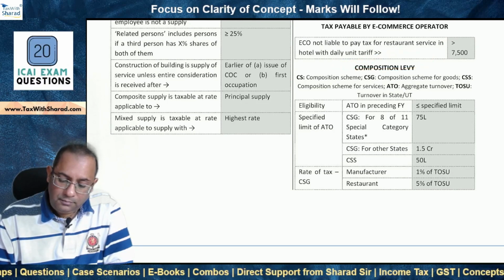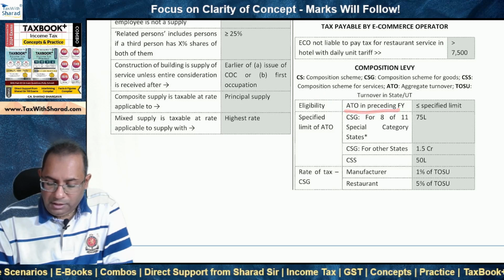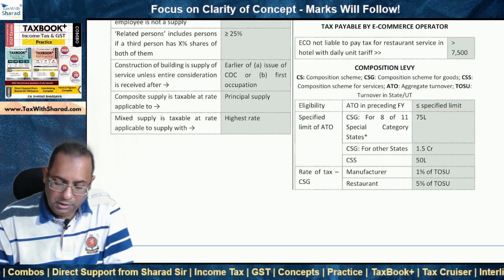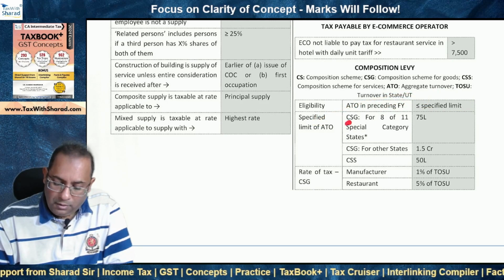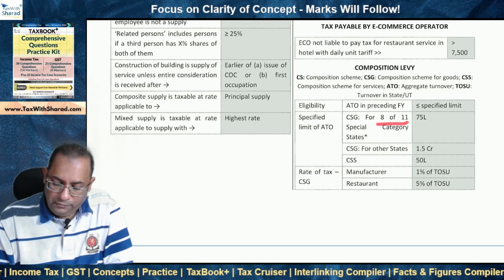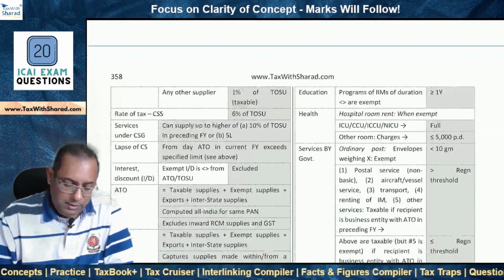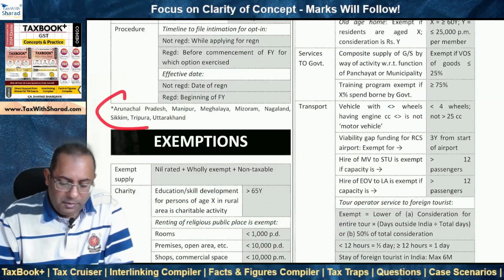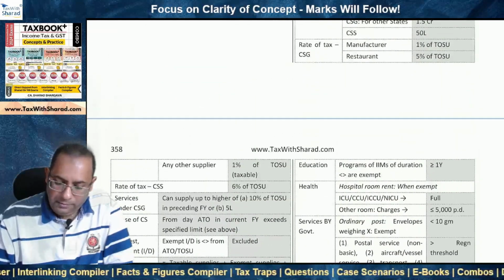Composition levy. What is the eligibility? The aggregate turnover in the preceding financial year should be up to the specified limit. That means it should not be more than the specified limit. And what is the specified limit of ATO? For composition scheme for goods, in case of 8 out of 11 special category states, it is 75 lakh. And what are these 8 states? These 8 states are Arunachal Pradesh, Manipur, Meghalaya, Mizoram, Nagaland, Sikkim, Tripura, and Uttarakhand.